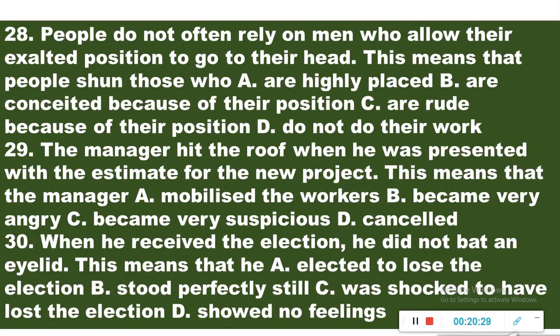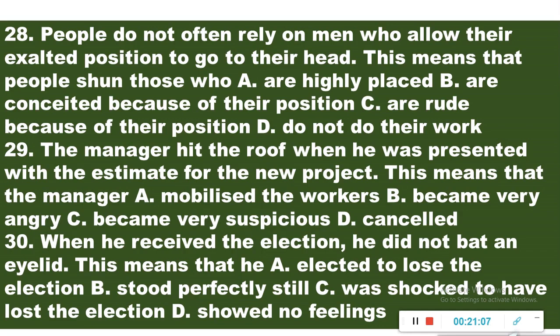Now, question number 28. People do not often rely on men who allow their exalted position to go to their head. If something goes to your head, it means you become excessively proud. You have the feeling of being important, maybe because of the success you have achieved or because of the promotion you have been given. So people do not rely on men who allow their exalted position to go to their head.